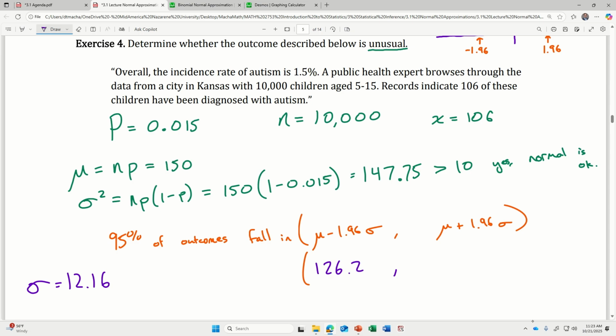Could you say how you did that again to get the 126? I took the mean, and the mean is 150. So 150 minus 1.96 times 12.16. And then I do 150 plus 1.96 times 12.16. And I get 173.8.